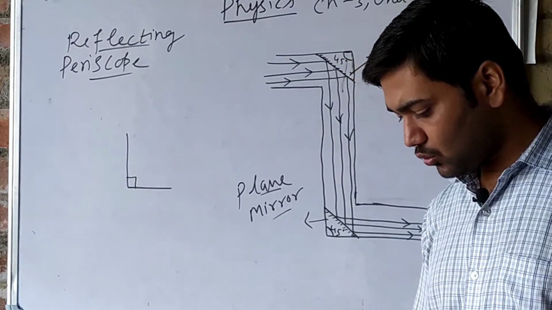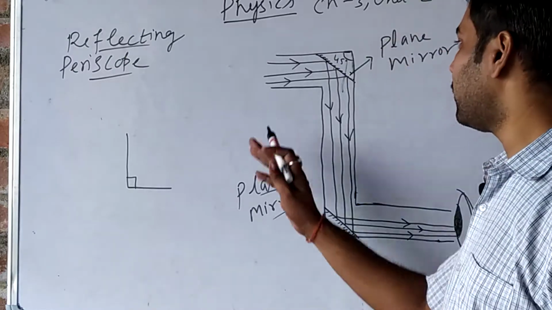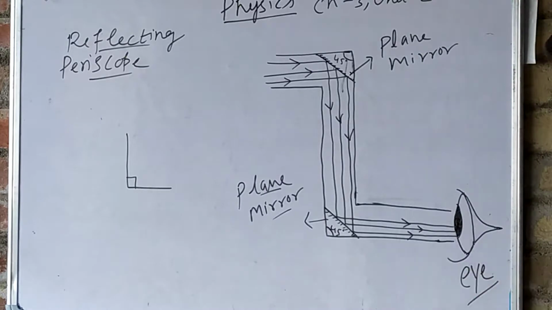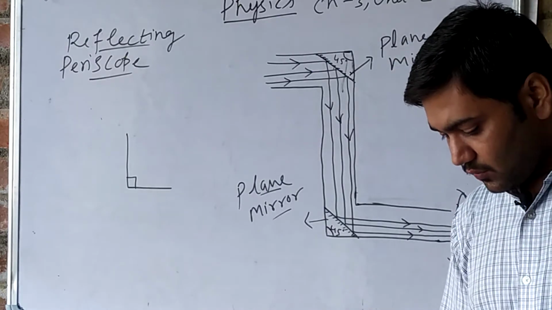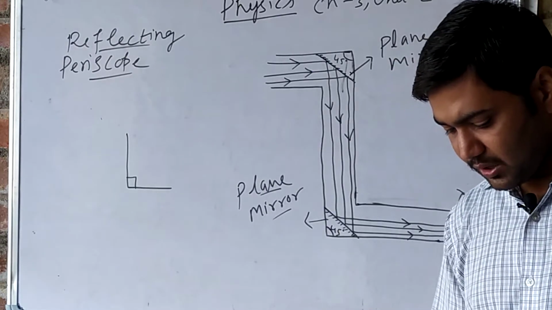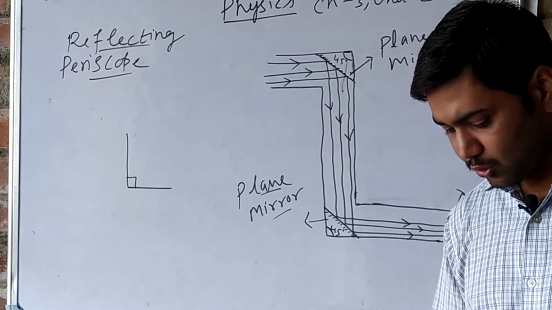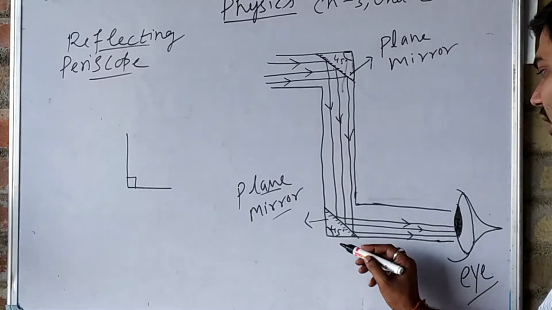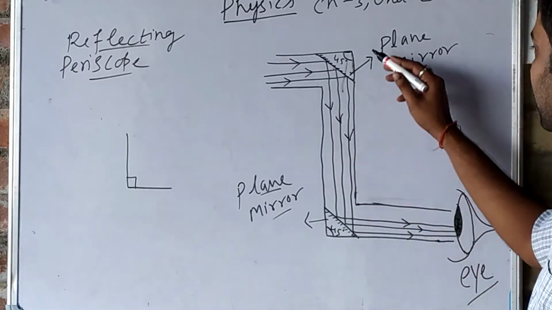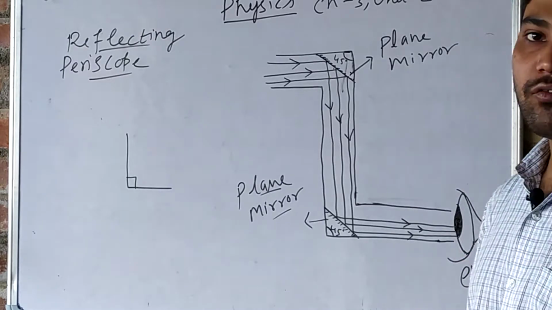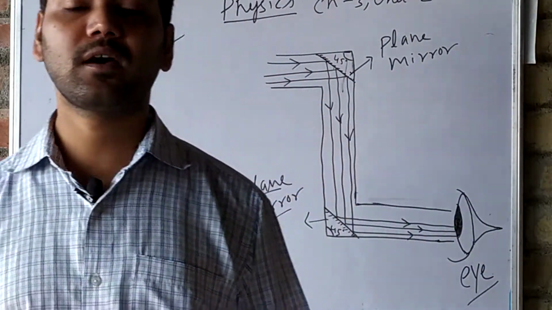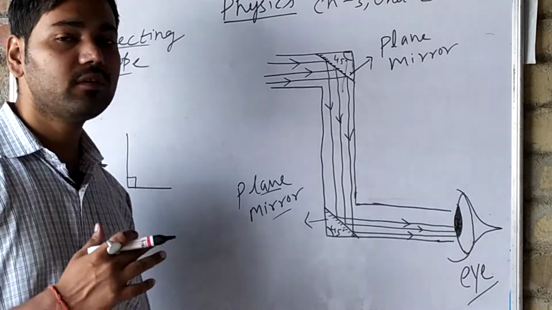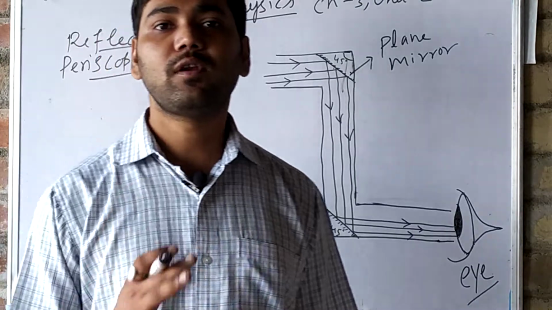It is provided with two openings as shown in the figure, first on this side and the other on this side. Two plane mirrors are fixed at the bends of the tube such that they make an angle of 45 degrees with the frame of the tube. We are seeing here that these two plane mirrors are kept at an angle of 45 degrees. So this is the whole construction of the reflecting periscope.